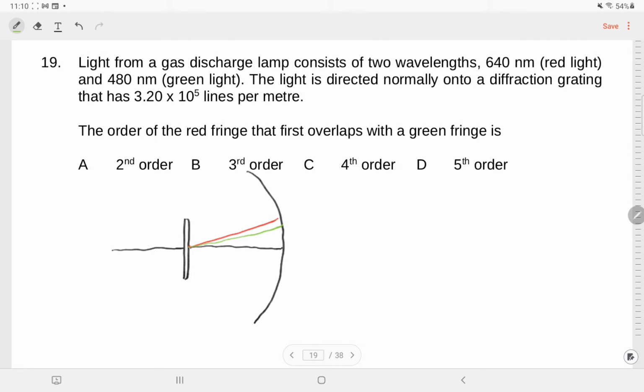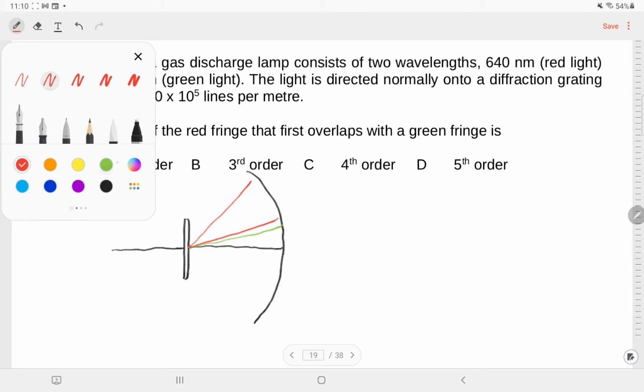Light from a discharge lamp comprised of two wavelengths, 640 and 480. One is red, one is green. They pass through the grating. So here, on the diagram that I've drawn, you can see the first order of the red light will be found at a greater angle than the green light. Similarly, the second order of the red light will be even bigger than the green light.